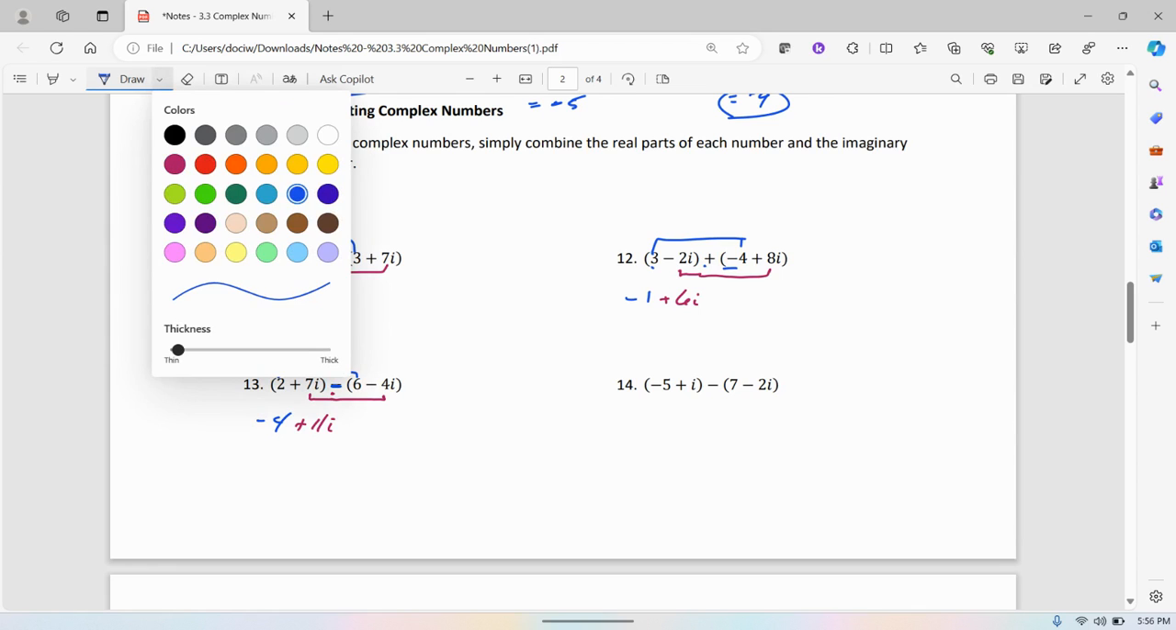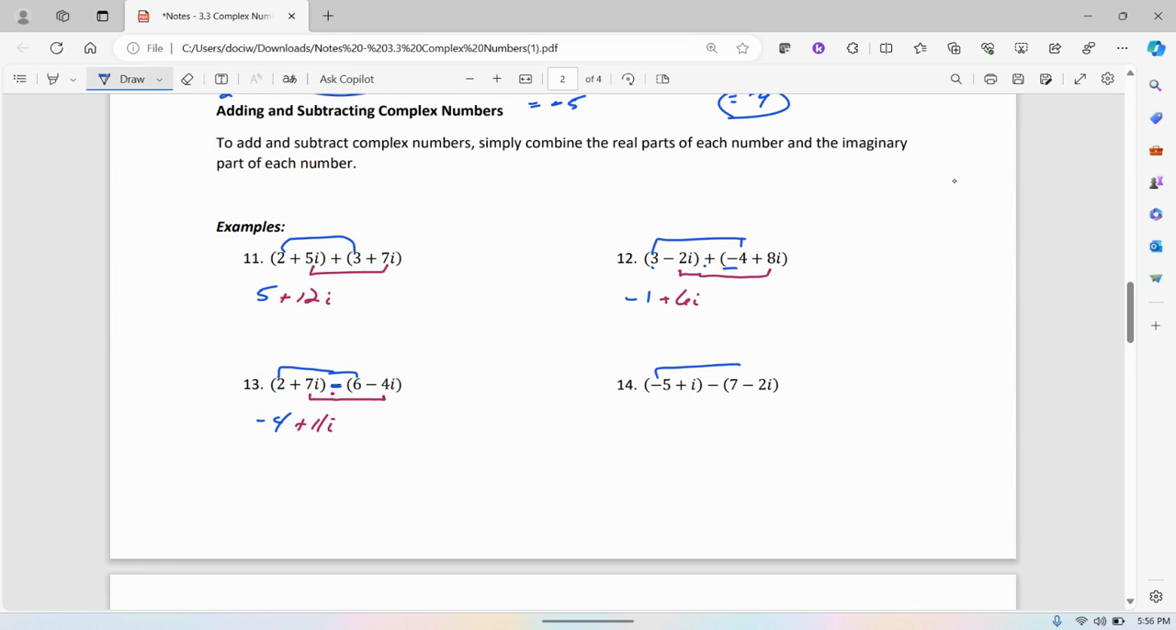Another example. Negative 5 minus 7 is negative 12. i minus negative 2i is i plus 2i, which is 3i. Adding complex numbers should seem a little scary, perhaps, because I've not done complex numbers before. What do? Add the real parts, add the imaginary parts, and it's just like combining like terms.